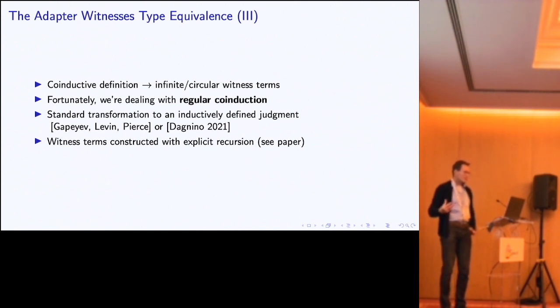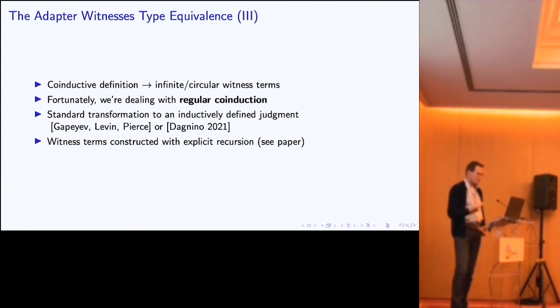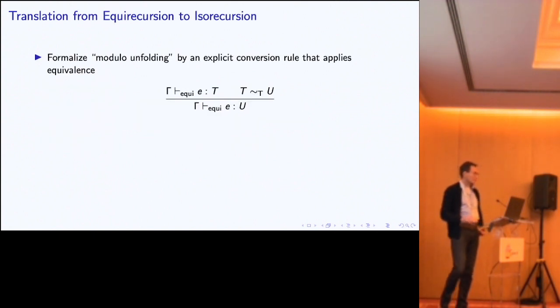Then essentially you get an inductive definition of equivalence, and you can also construct witness terms that contain explicit recursion, and that's fairly easy. Termination of that process follows really from the fact that you've got regular co-induction. Right. That seems we're good now.